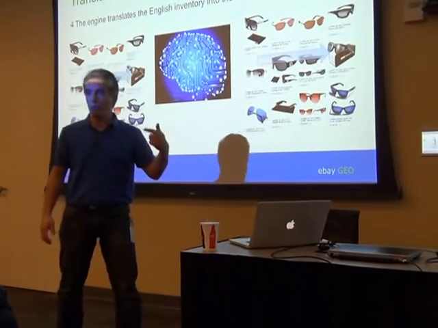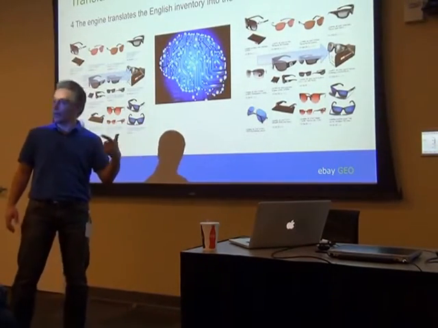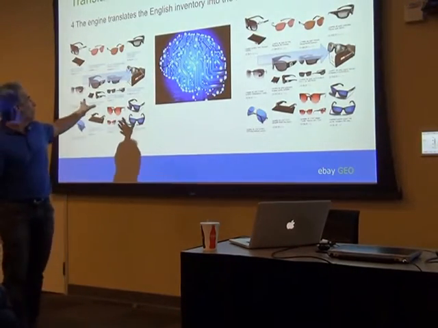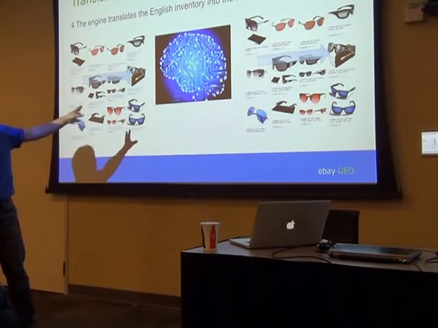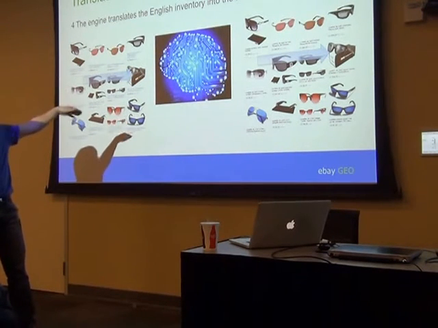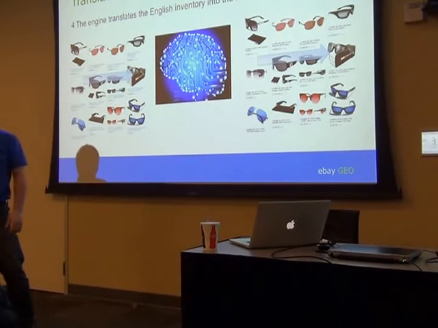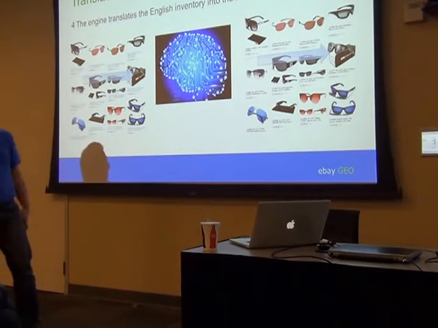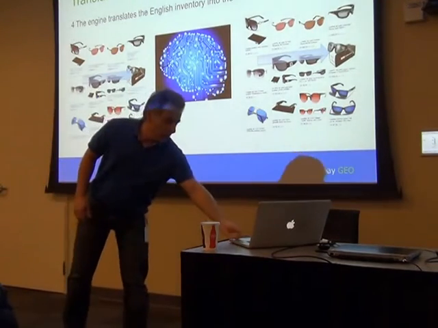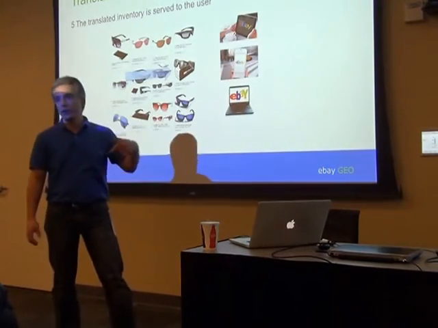So we need to call the machine translation engine again and take all the sunglasses here, which are in English, title and the description. Here we're showing only the title of the goods. We translate the data into French. And then when it's translated, we need to show it to the user.